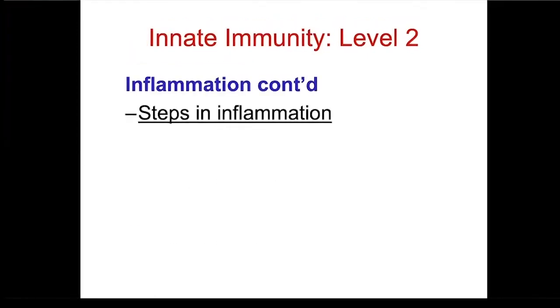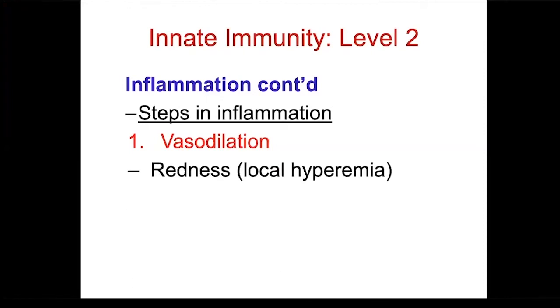There are 3 steps in inflammation. The first step is vasodilation. The inflammation mediators bring about relaxation of the smooth muscles in the arterioles feeding the damaged tissue. As a result of vasodilation, increased blood flow to the area occurs. This increased blood flow is called local hyperemia. This results in one of the signs of inflammation, redness.